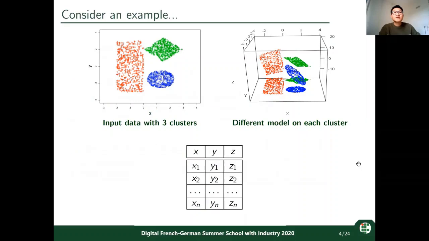So to begin, let's consider a toy example. You can see on the left that there are two predictors, X and Y. Together they form three clusters: red, blue, and green. And on the right, we include also the response variable Z, which we want to predict using X and Y. And clearly, Z is defined differently on different clusters. So this is exactly the idea of what we are doing here.